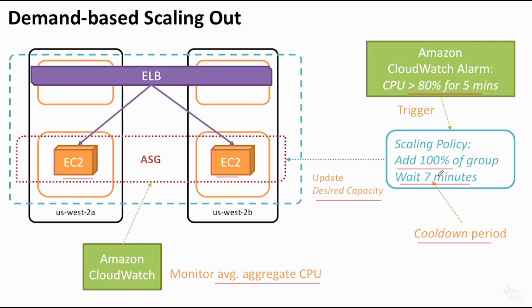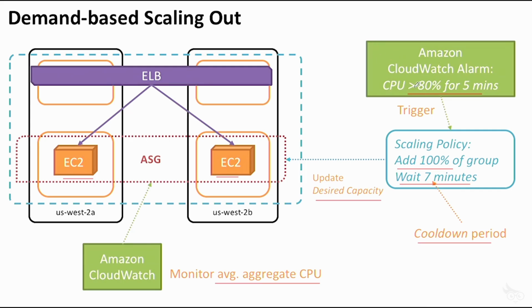If you wait too long, then you could end up in a situation where you're scaling out too slow and your system is seeing these spikes of heavy load that aren't being addressed. So it's important to really tune your application and understand how long it really takes for these machines to bootstrap and become available. So that's scaling out based on demand.